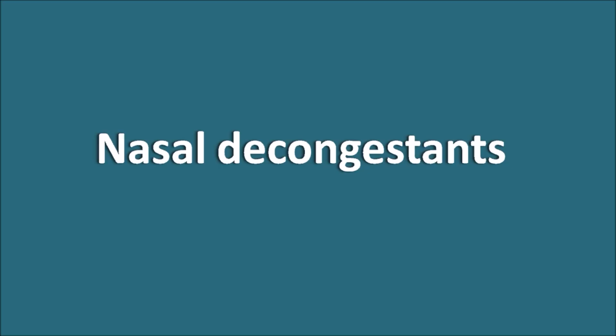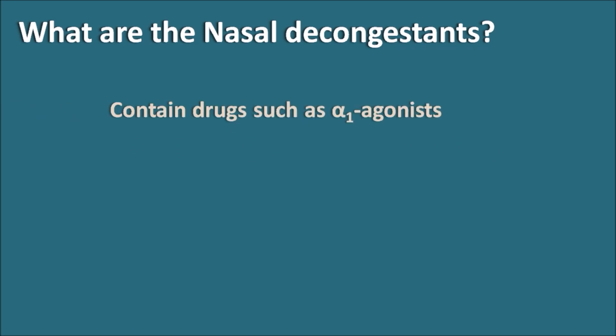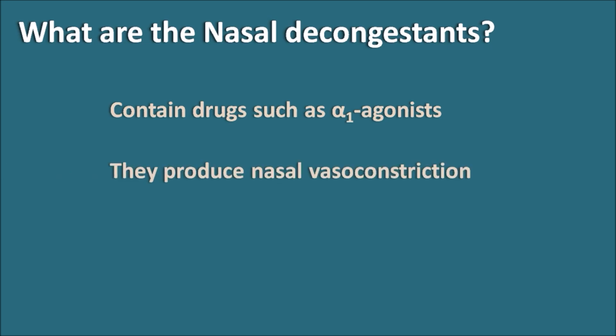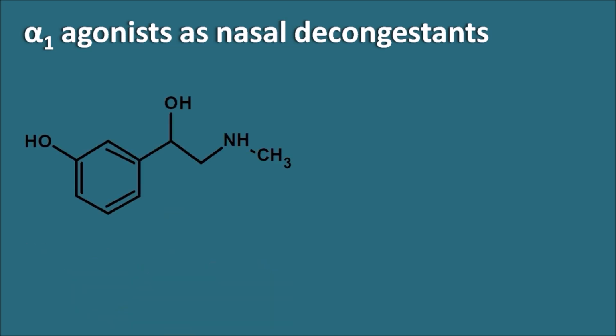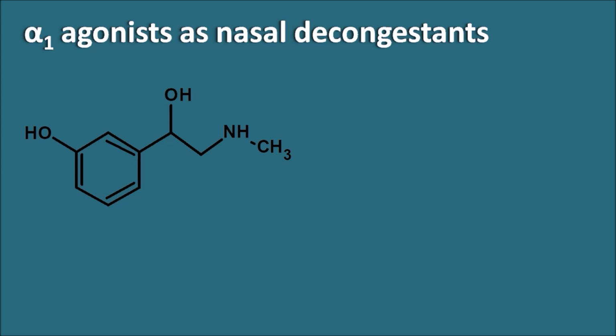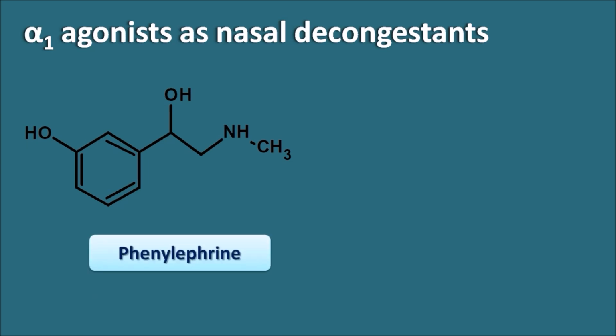Nasal decongestants. What are the nasal decongestants? These nasal decongestants contain drugs such as alpha-1 agonists, and they produce nasal vasoconstriction locally, so they relieve the congestion. So alpha-1 agonists mainly act as the nasal decongestants. This is one of the drugs which is an alpha-1 agonist, and this is phenylephrine.